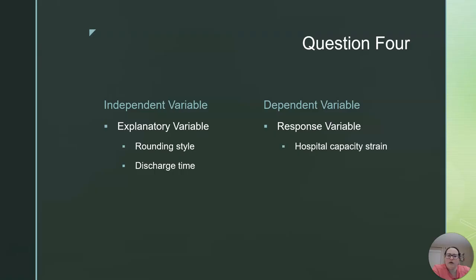Question number 4, what are the dependent and independent variables? So this study called their variables explanatory and response variables. The explanatory variable is the independent variable. It is the variable that is manipulated, changed, or used in a study to explain or predict changes. And in this study, the independent variables are the rounding style of the physician and the discharge time, meaning the time of day that the patient is discharged. The dependent variable is the response variable, which in this study would be the hospital capacity strain.